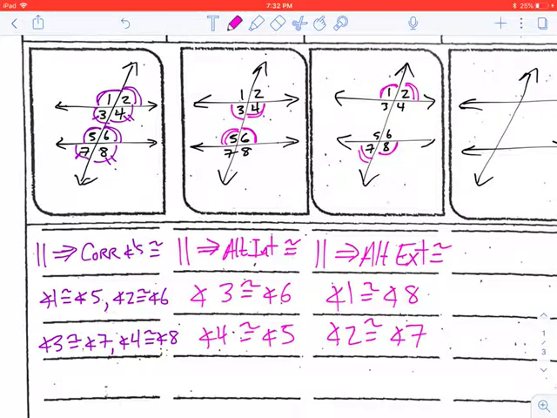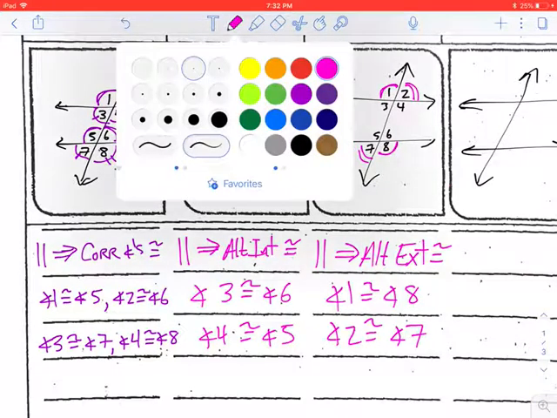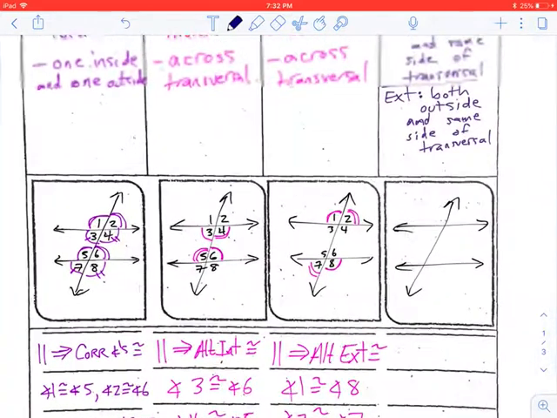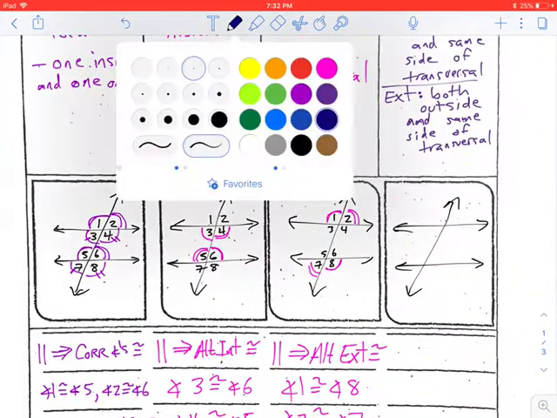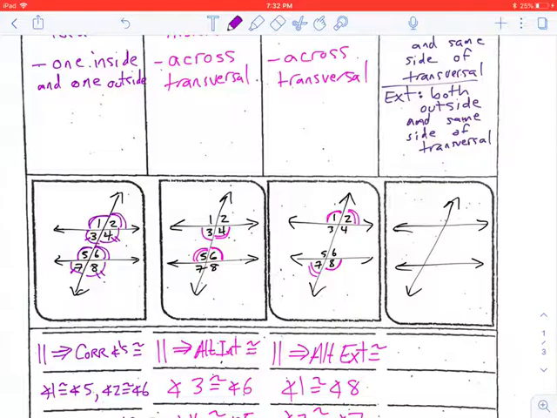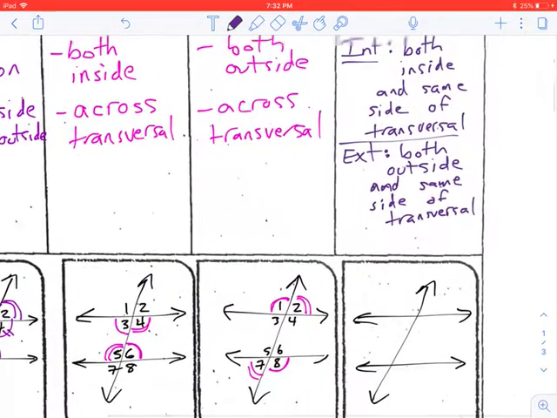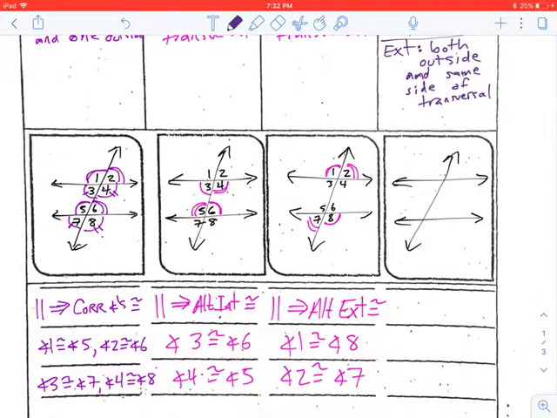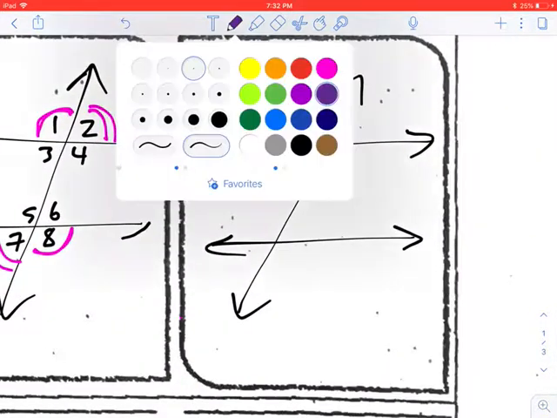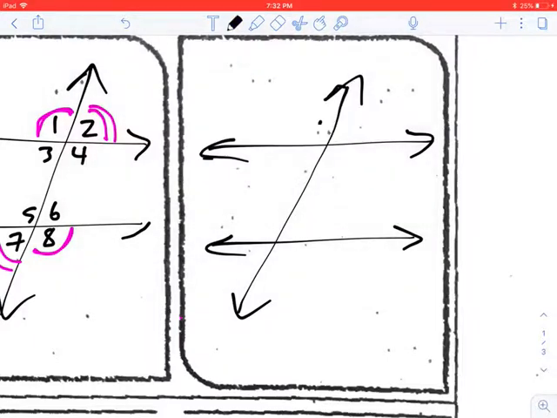Okay? And so our last one, we have, what color did we go with? Purple? All right. No, not that purple. There we go. So, consecutive interior and exterior. These are not, and I repeat, not congruent. So, consecutive is the only one that's not the same.